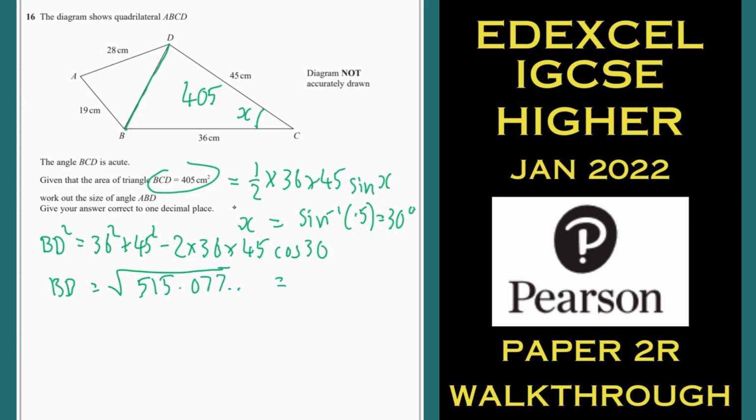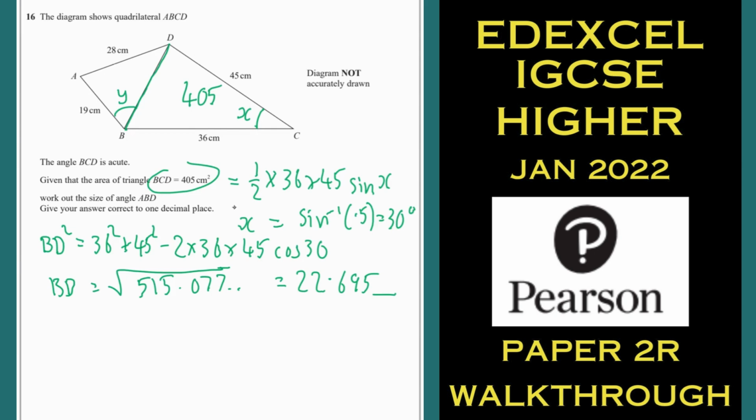So by the time you've square rooted, we're talking 22.695-ish. If it was wanting 1 decimal place, I always work in 2 or 3, so it doesn't have a knock-on effect that your answer is a bit too far out. Now you know this side. Work out the size of angle ABD.